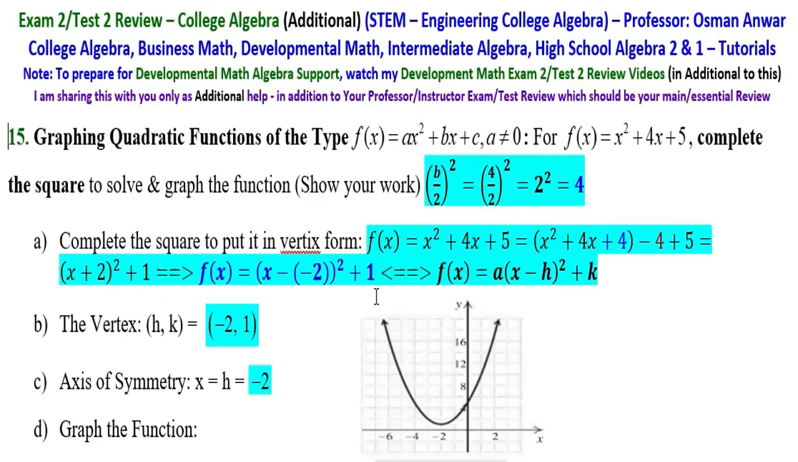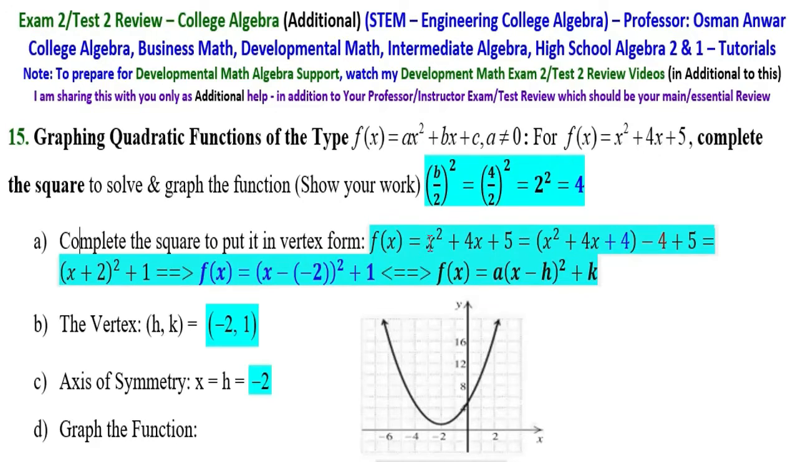Now graph a quadratic function of the type f of x equals ax squared plus bx plus c, where a is not equal to 0. For f of x equals x squared plus 4x plus 5, complete the square to solve and graph the function. So notice that (b over 2) all squared equals (4 over 2) all squared, which is 2 squared, equals 4. Complete the square to put it in the vertex form.